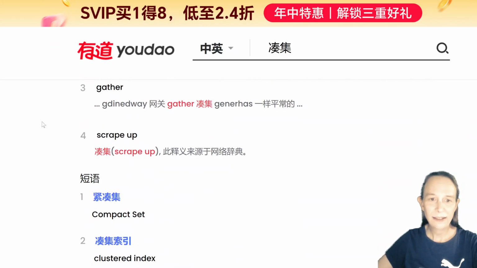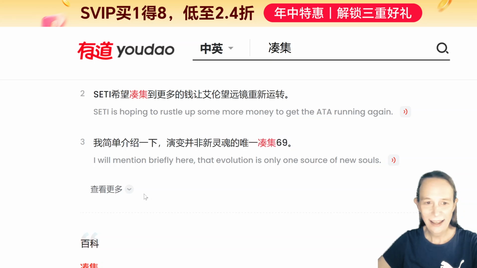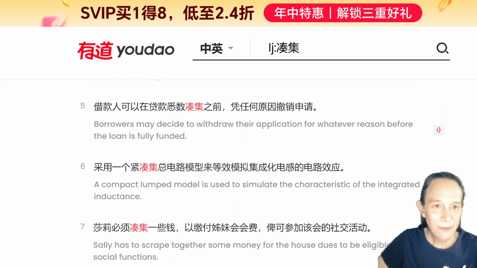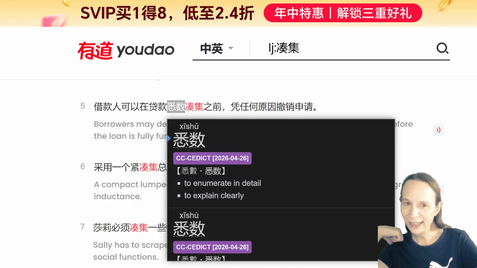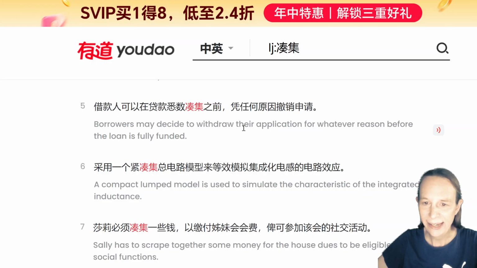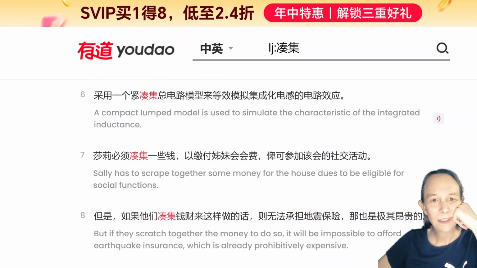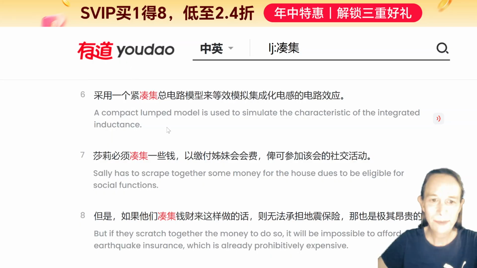凑集. This one. 凑集足够的钱. Yeah, this one's in the dictionary. 把人或东西聚集在一起. 凑集. So it's just gathering together. 凑集之前. Okay, what's this? 借钱人可以在贷款基数. What is 基数? Oh, okay. So 基 is in detail, 细心的细. I'm not sure. 基数. 凑集之前. So withdraw the application? That's not withdraw, is it? It's in the dictionary. I've not misspelled it. All right. Let's move on.